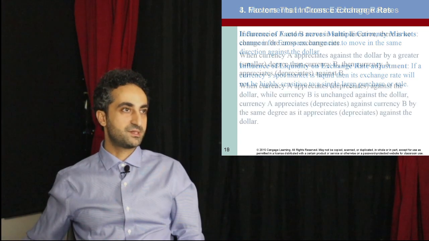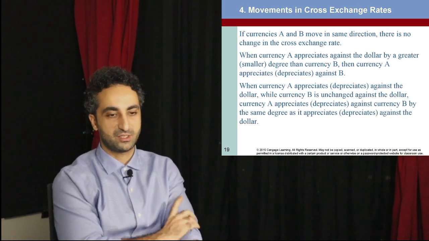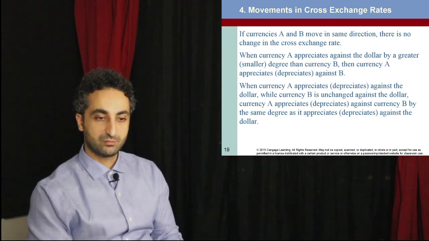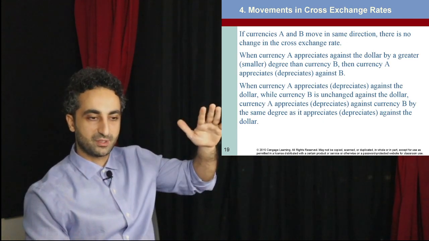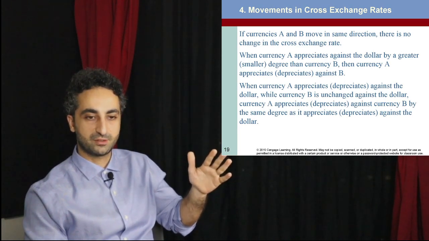So let's read this example. Movements in cross-exchange rates. If currencies A and B move in the same direction, there is no change in the cross-exchange rate. Okay?